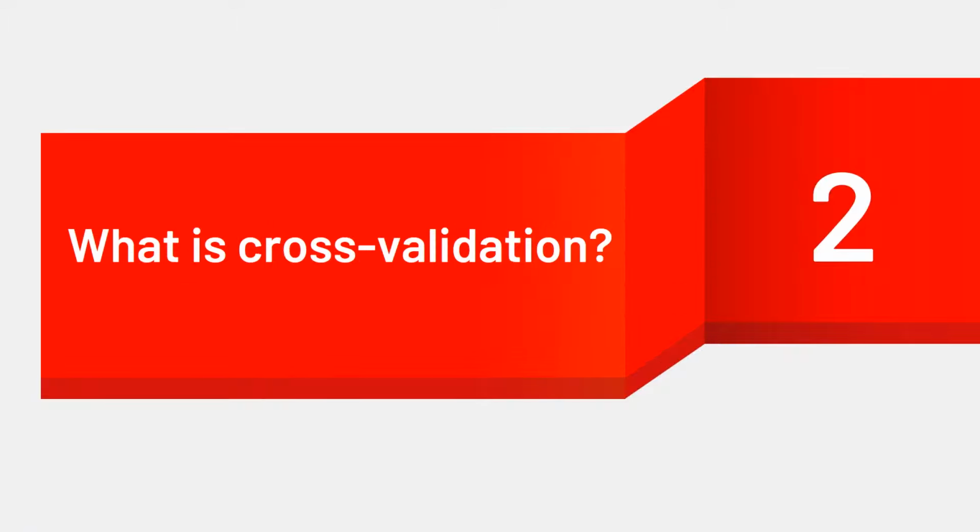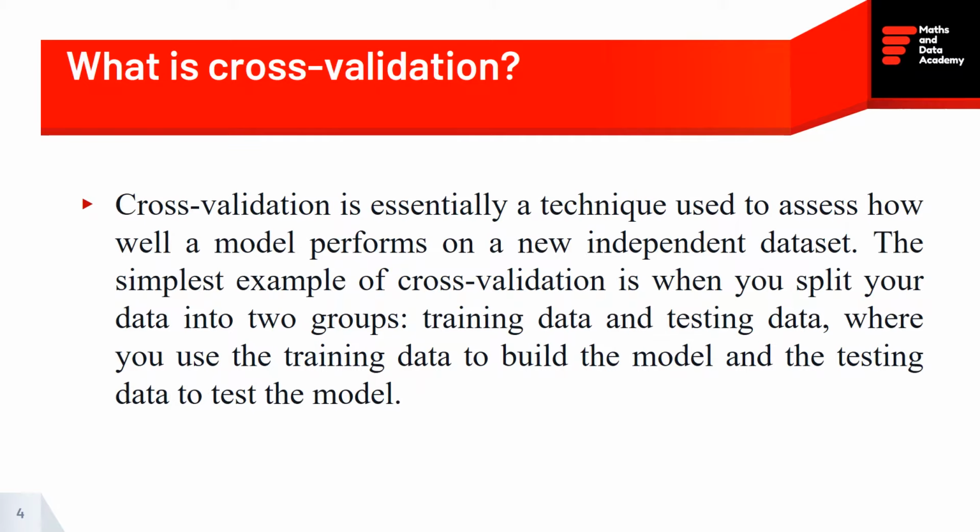What is cross-validation? Cross-validation is essentially a technique used to assess how well a model performs on a new independent dataset. The simplest example of cross-validation is when you split your data into two groups, training data and testing data, where you use the training data to build the model and the testing data to test the model.